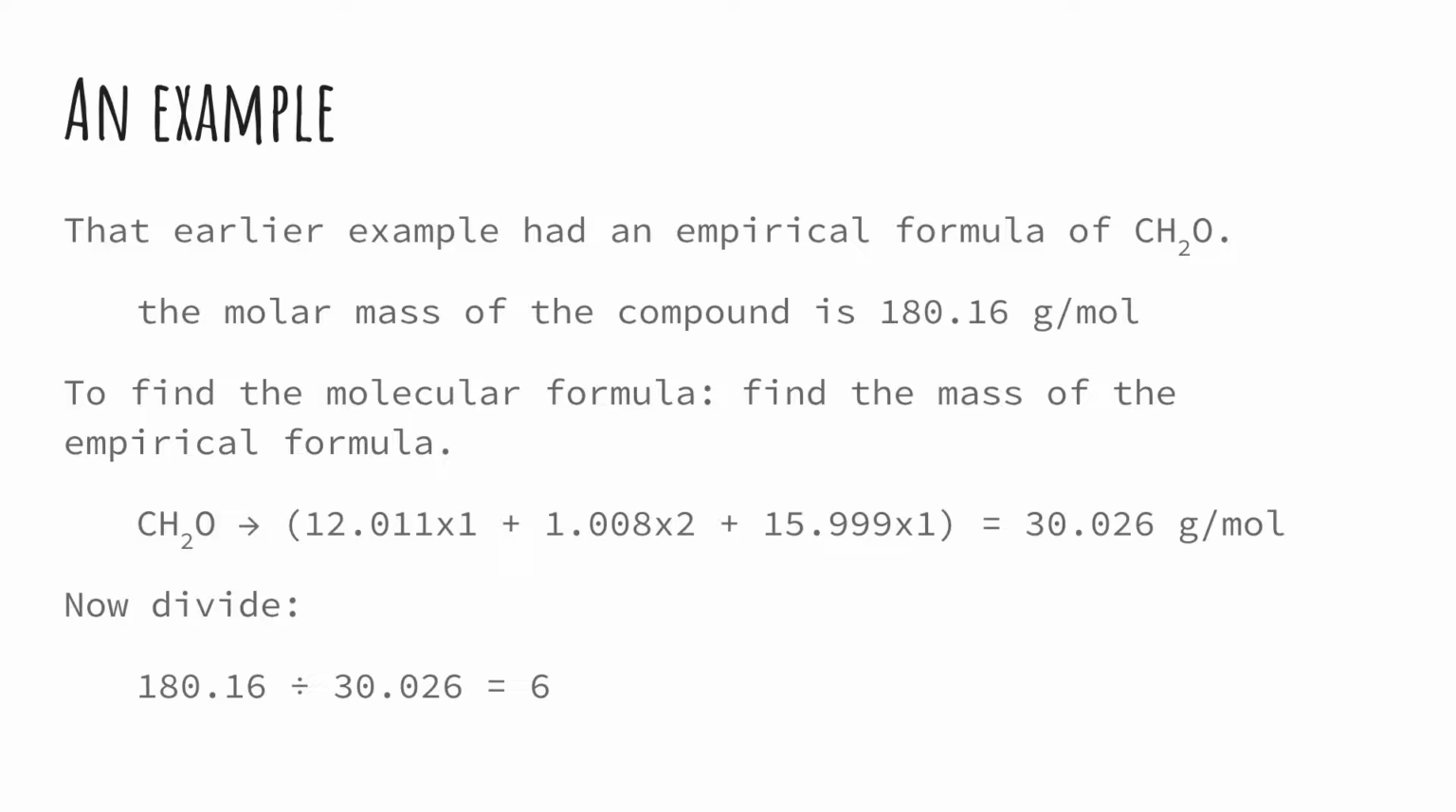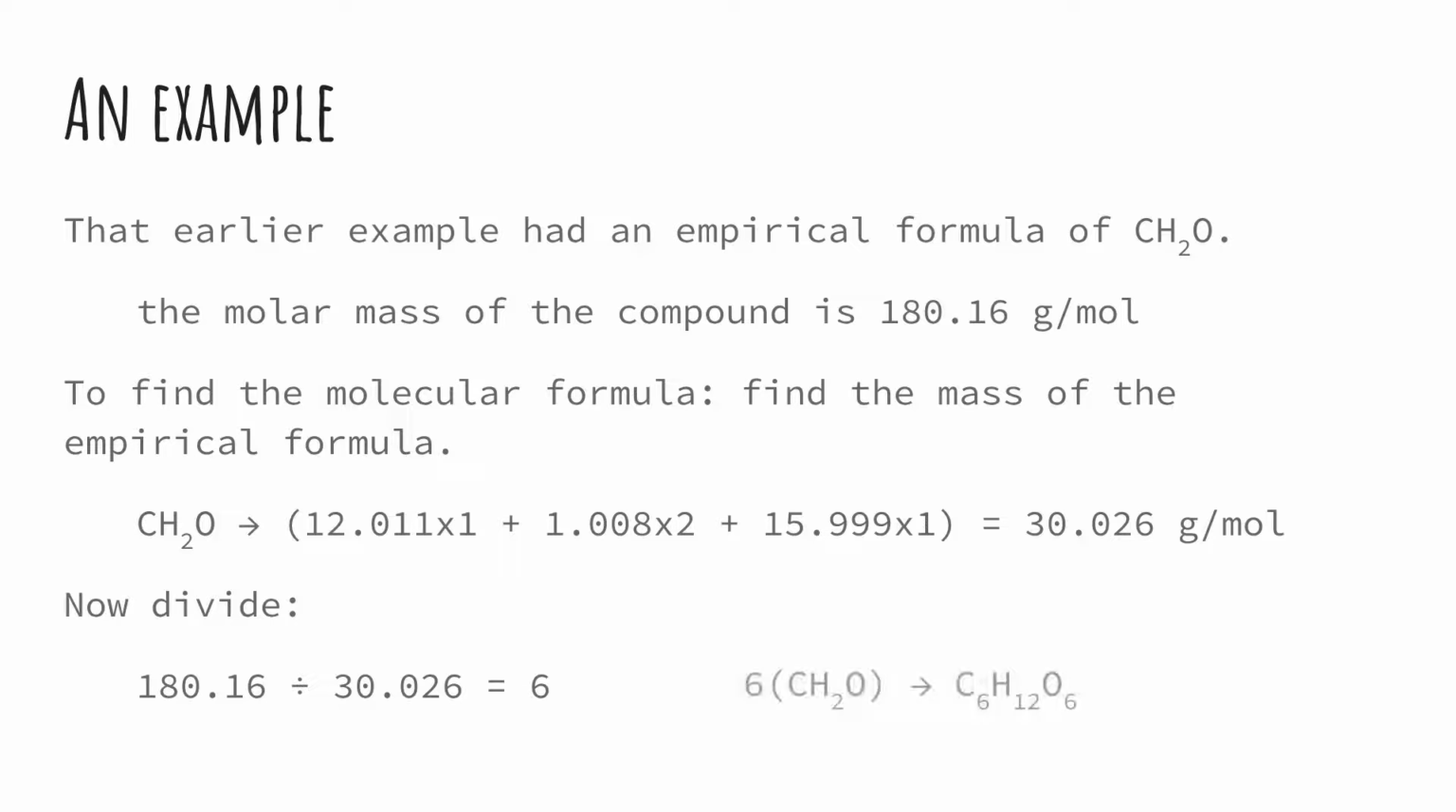Now we divide one number by the other. The molar mass of the molecular formula divided by the molar mass of the empirical formula. 180.16 divided by 30.026 gives us 6. Okay, it's not exactly 6, it's like 6.00000026 or something like that. It's just rounding. It's going to be a whole number.